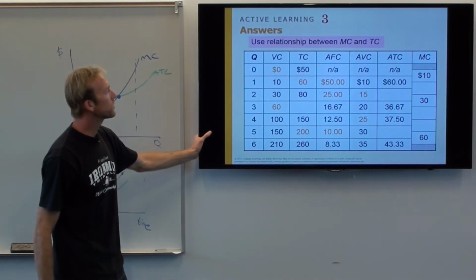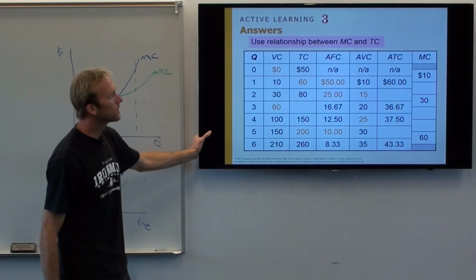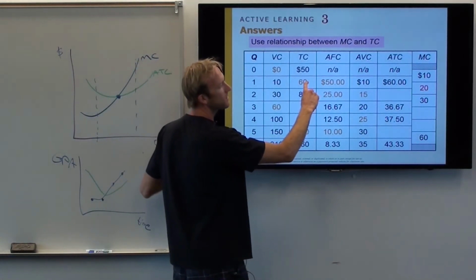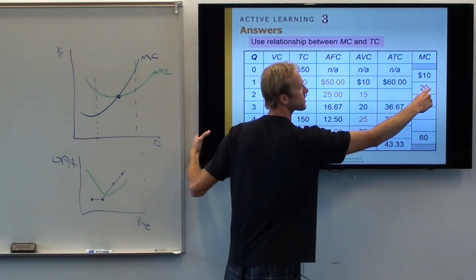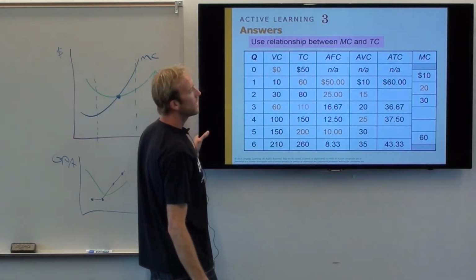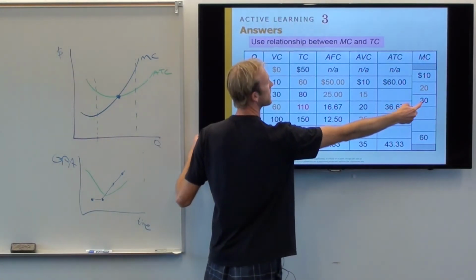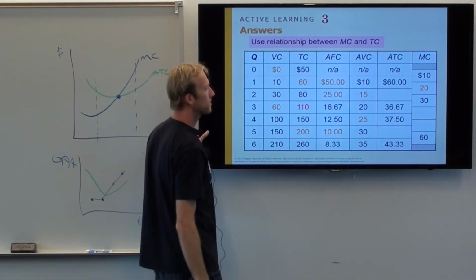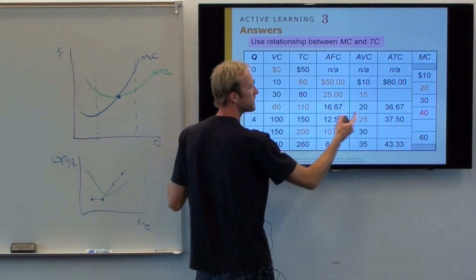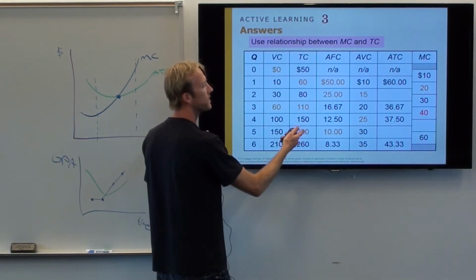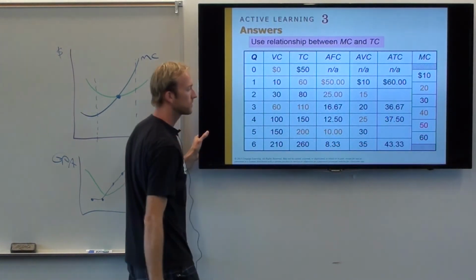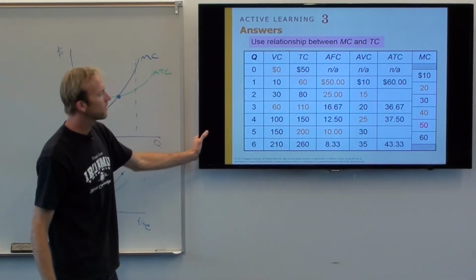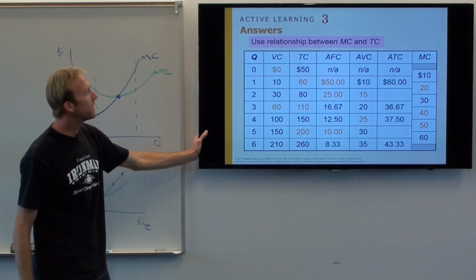Next, you can get marginal cost and total cost, right? So if the total cost went from 60 to 80, the marginal cost between these two guys is 20, right? And if the marginal cost is 30 here, that means it goes from 80 to something that's 30 higher. So it's 110. Okay. 110 to 150 then is $40. 150 to 200 is $50. And then this one's already done for you, 60. It's 200 to 260. Okay, so we're almost done.